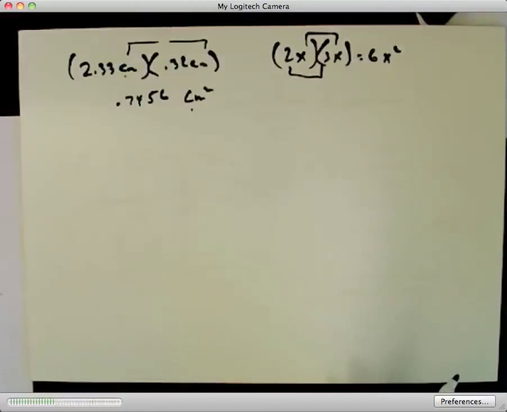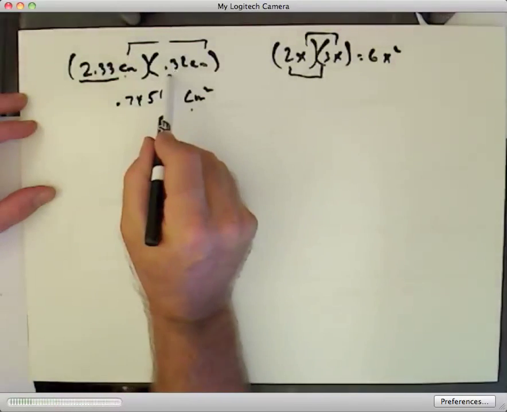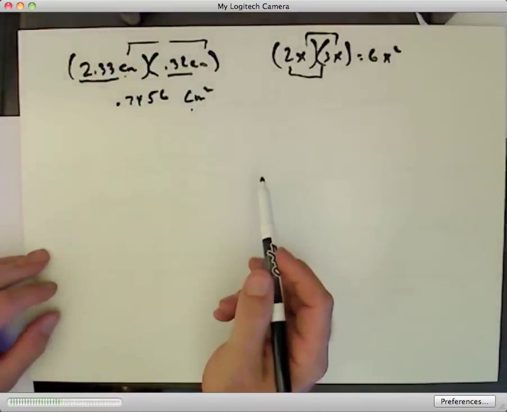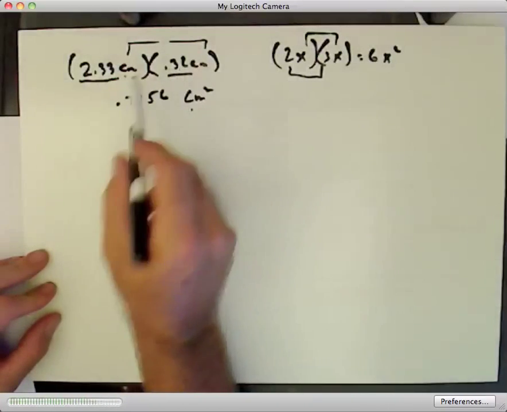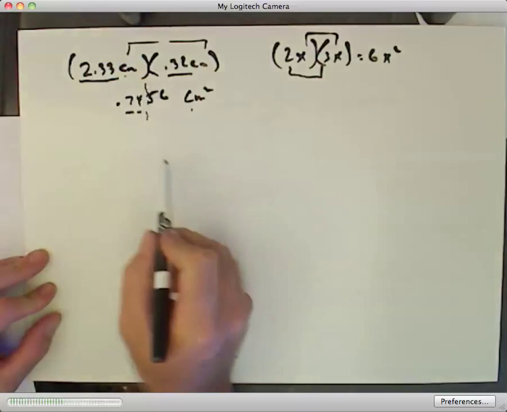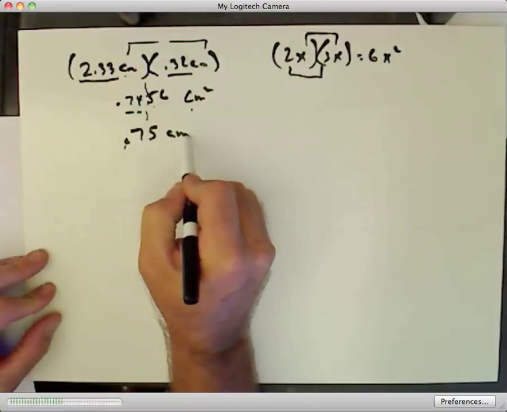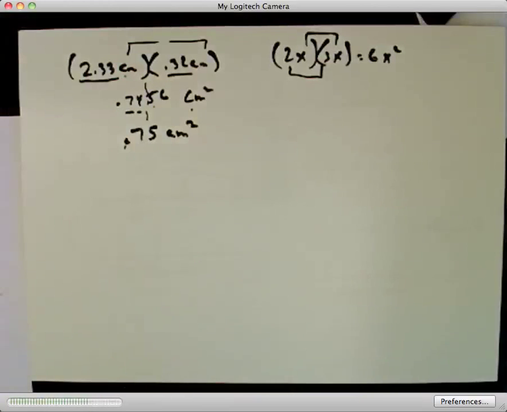Where do I round off? Well, this one has 3 sig figs, this one has 2 sig figs, and the rule for multiplying and dividing is whatever has the least sig figs. So there's the first, there's the second, I'm going to round off right here. That 5 is going to make that 4 go up to a 0.75 centimeters squared. Okay, that's how you do the multiplying rule.